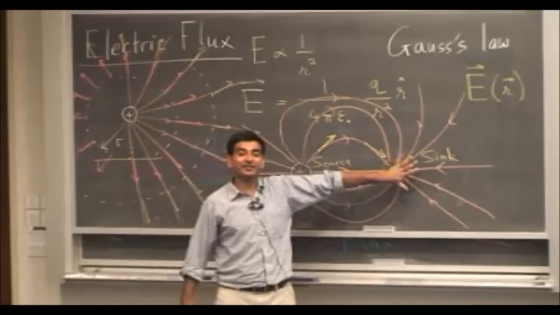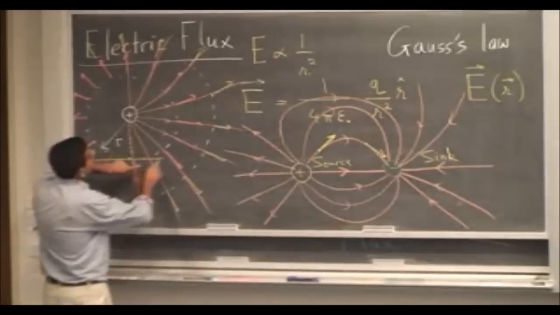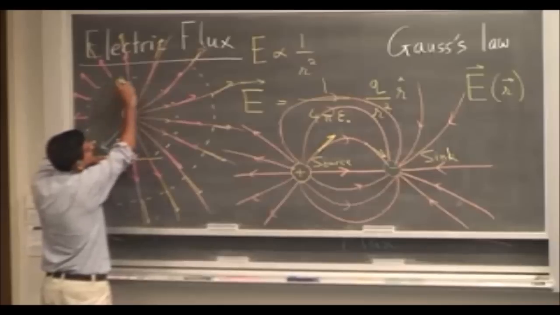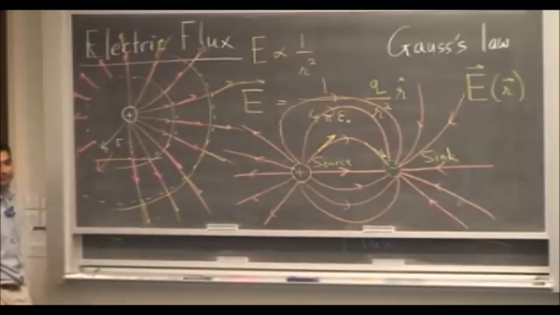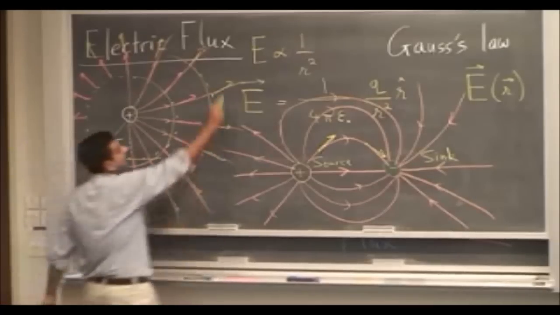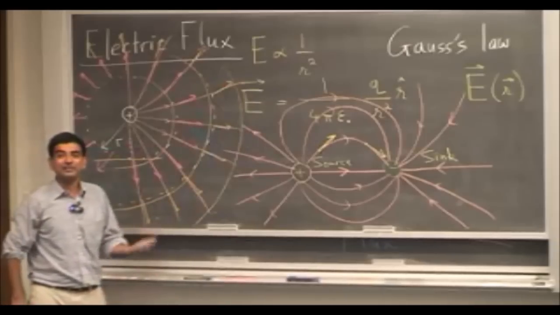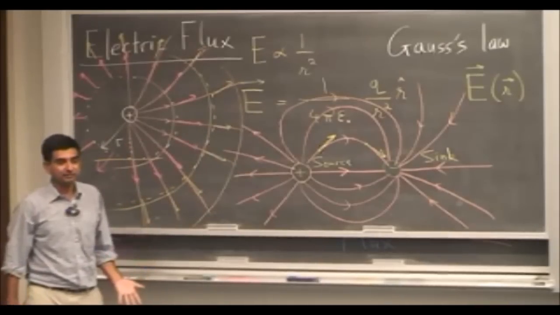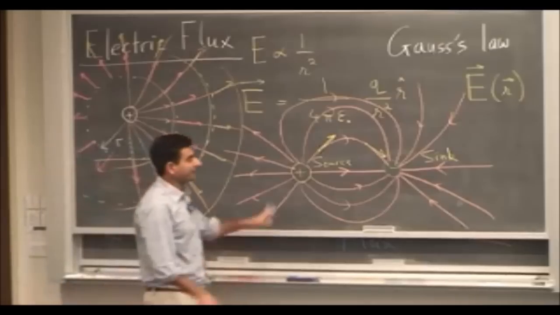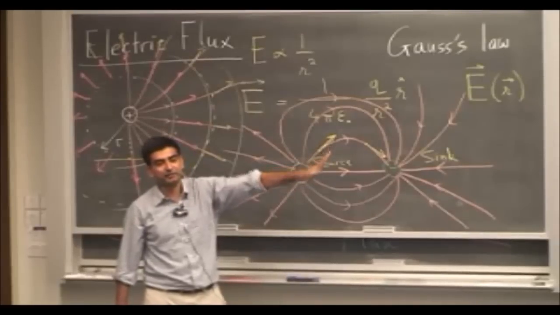If there were no sink, the number of electric field lines per unit time passing through this sphere is going to be the same as the number of electric field lines passing through this sphere. It's going to be the same as the number passing through any other sphere, because there is no source or sink. Sorry, there's no sink for the electric field in this particular case.